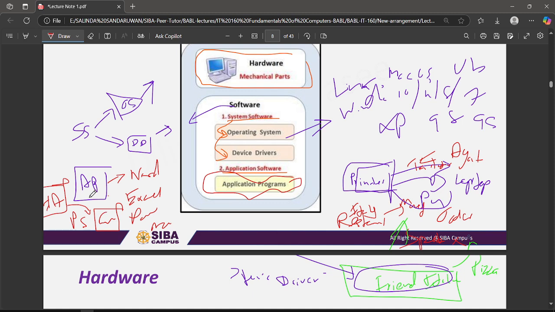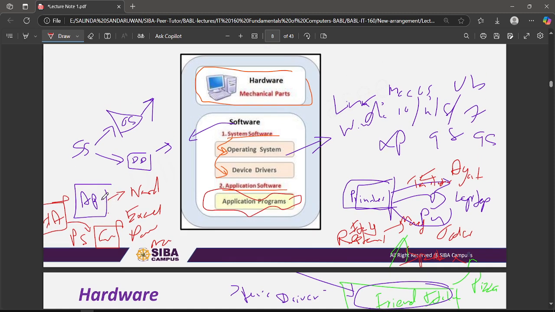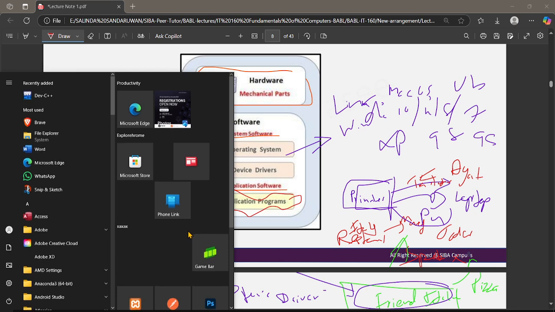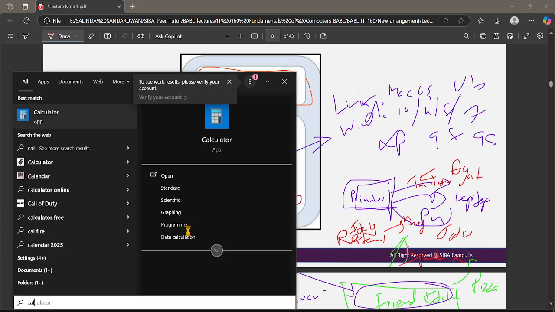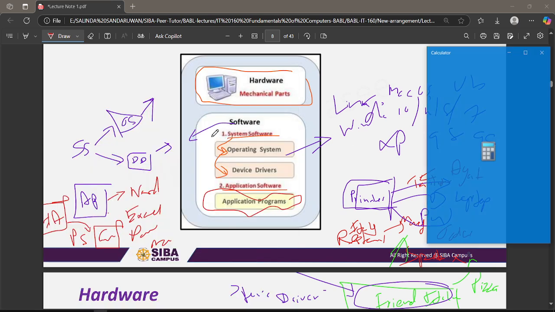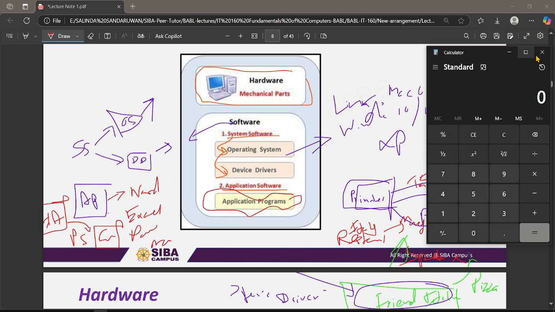So application software means you can't use it for many purposes, right? It's like the calculator app is an application software, right? So you can't draw something using the calculator app.